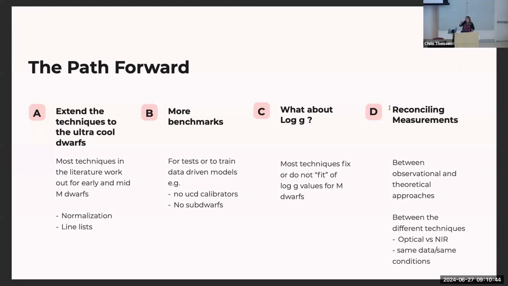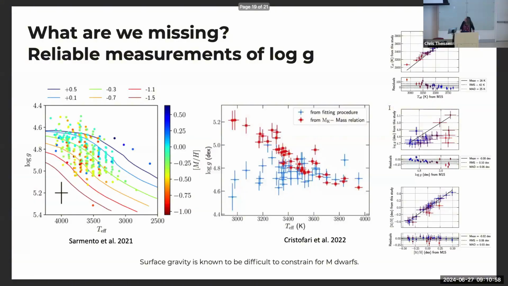Specifically the optical and the near infrared, but not only compare values to values, but really try to use maybe the same spectra and try the techniques on that spectra. And I'm out of time, but I just want to highlight here there is a problem with log Gs. So go and check this out.